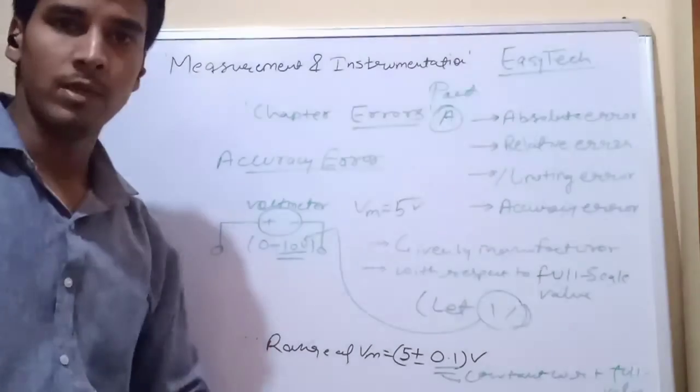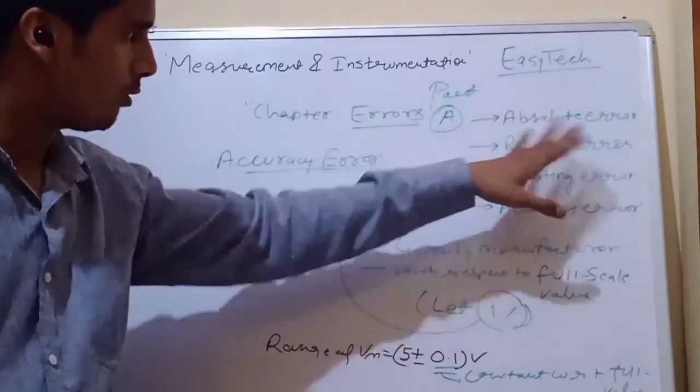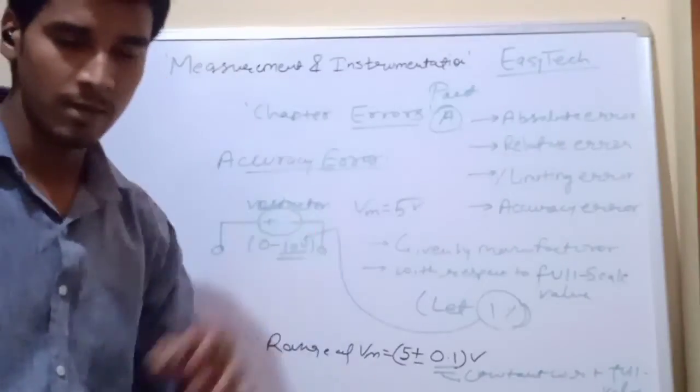In the next lecture we will solve some examples based on absolute error, relative error, percentage limiting error, and accuracy error. Okay, thank you so much.